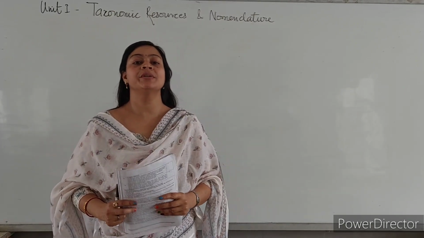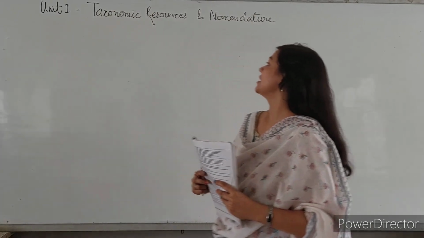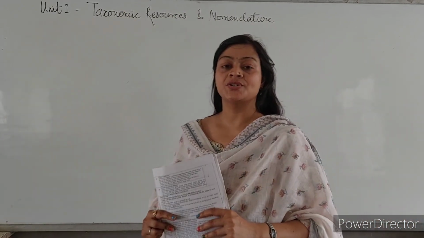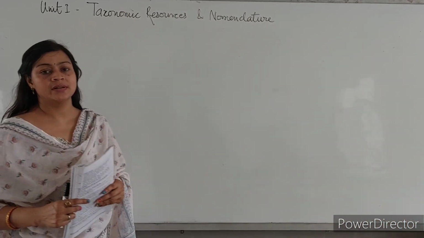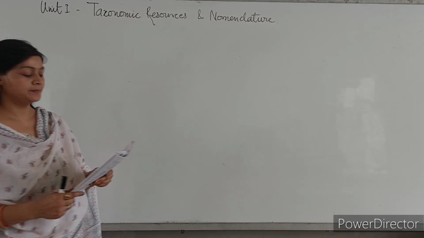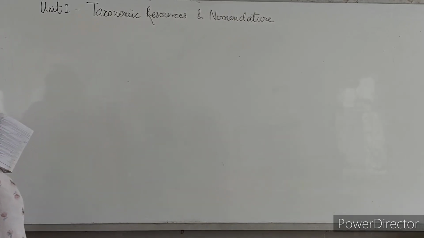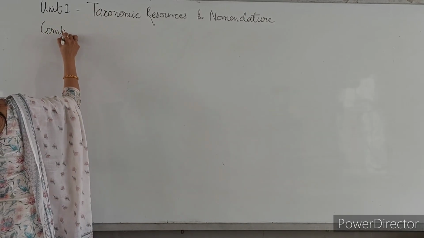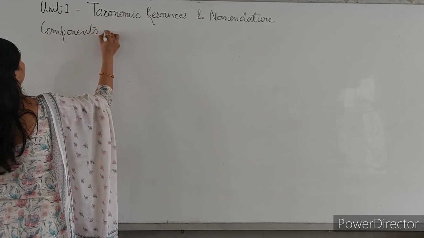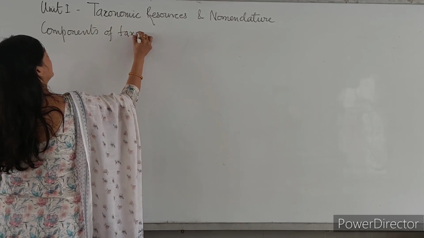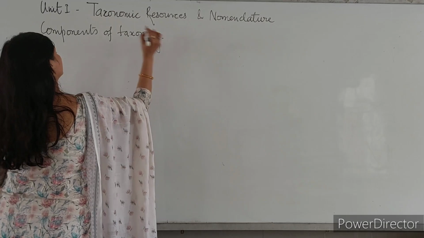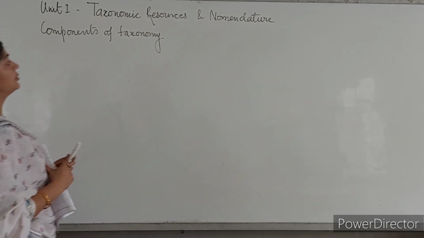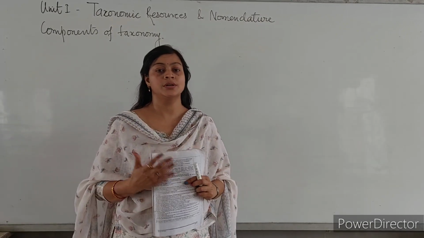Hello students, today we will discuss the topic taxonomic resources and nomenclature, which is the first unit of B.Sc. third semester. It means B.Sc. second year. So the first topic is components of taxonomy. But before starting the topic components of taxonomy, we must know about taxonomy.